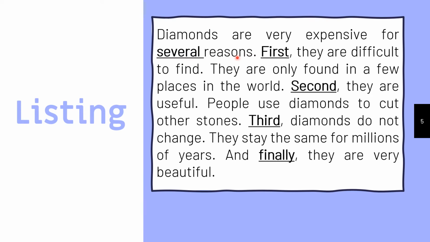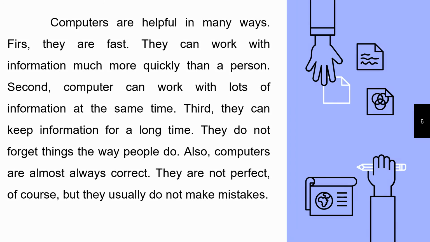So that means that we're going to read more than one sentence. It is also easy to find the reasons because there are signal words for each reason. For instance, we have first, second, third, and finally. Okay, so let's continue practicing.